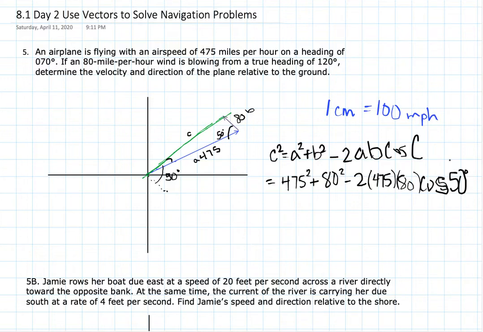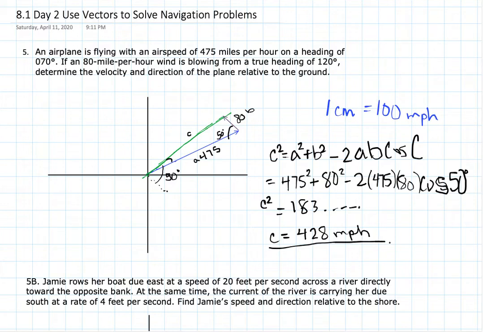Well, as sloppy as that is, it gets really hard to write towards the edges. We're going to throw that into our calculator. And I got C squared is something huge and crazy like 183,000, blah, blah, blah. So then when I took the square root of it, I got that C is about 428 miles per hour. Okay, so that's one of our answers. That is the velocity. And then we need to get the direction.